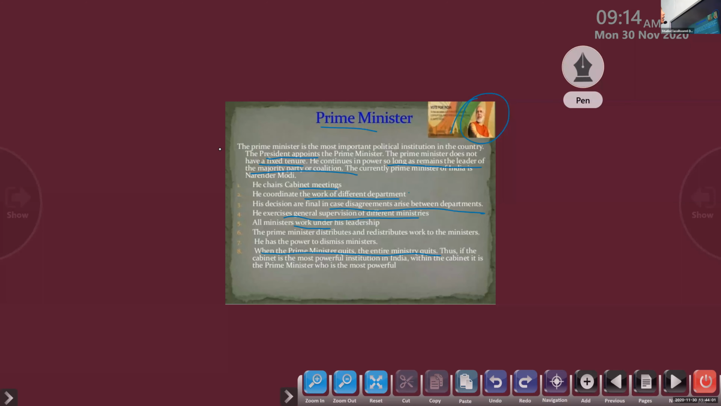What is his role? He chairs the cabinet meeting. If the meeting is there, he is chairing the meeting. He coordinates the work of different departments. The Prime Minister is acting as a coordinator. His decisions are final in case disagreement arises between the departments. If any conflict is there between two departments, what the Prime Minister says may be the final one. Then he exercises general supervision of different ministers, and all the ministers are working under the Prime Minister. The Prime Minister distributes and redistributes the work to the ministers. And once the Prime Minister quits, the entire ministry will quit.